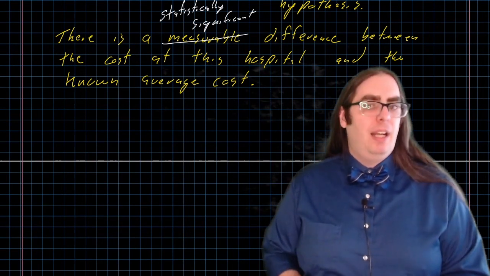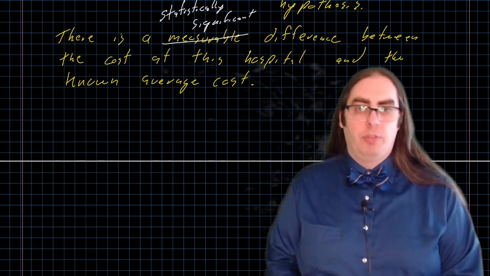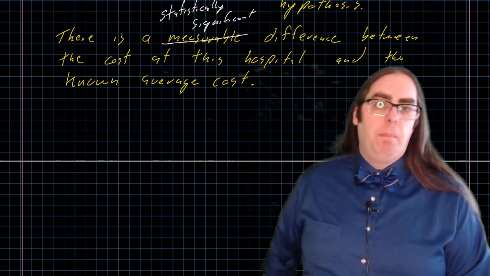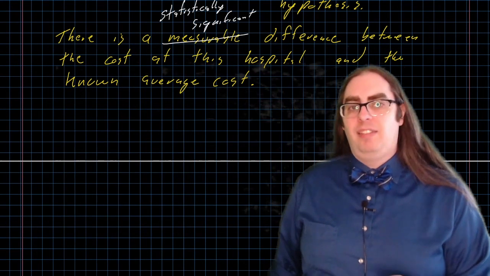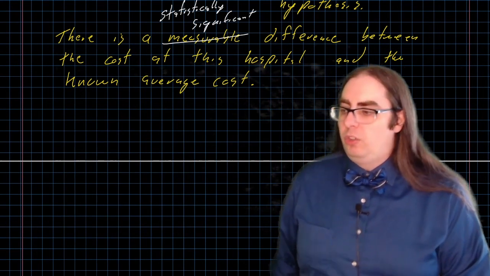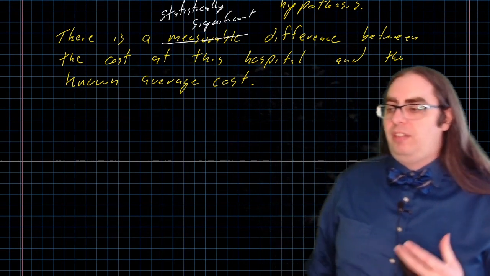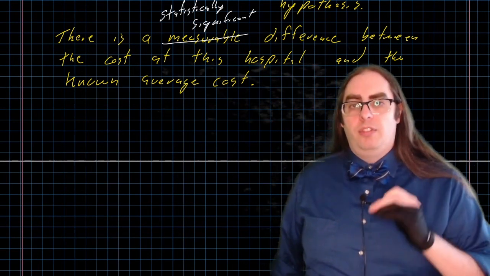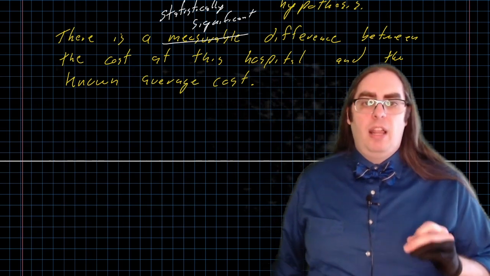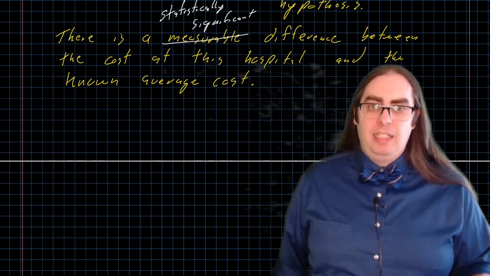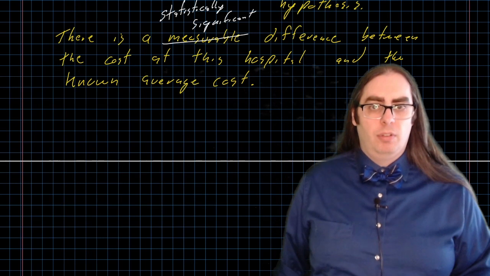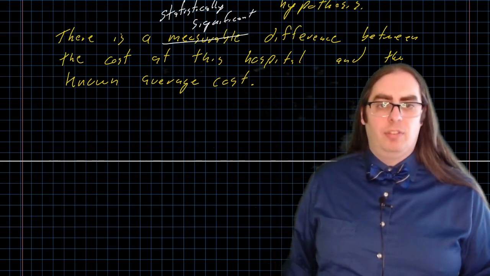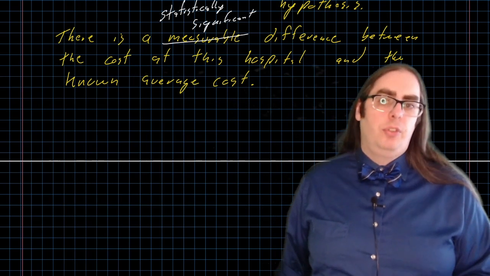When the idea of statistical significance was first being developed, the word significant meant that this is a sign. So there is a statistically significant difference literally means the statistics tell us that there is a sign of difference. There is some indication that there is a difference. That's what statistical significance tells us.